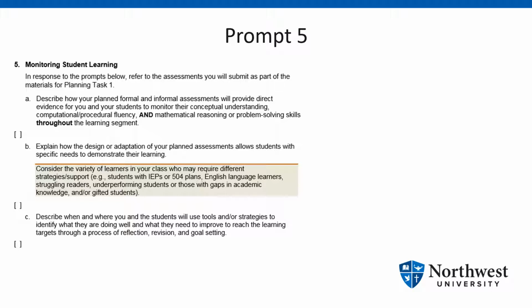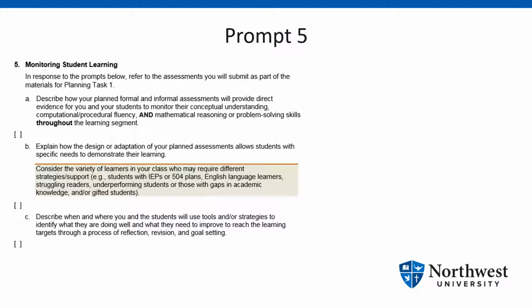How are we monitoring what students have learned, or how will we do this? So look at prompt 5A. Describe how your formal and informal assessments are going to provide direct evidence for you and your students to monitor conceptual understanding, computational and procedural fluency, and mathematical reasoning or problem-solving skills throughout the learning segment. What this is asking, regardless of which endorsement you're doing, is how the assessments you planned are going to give evidence of the things that you said students are going to learn.